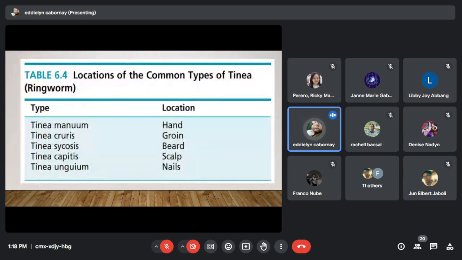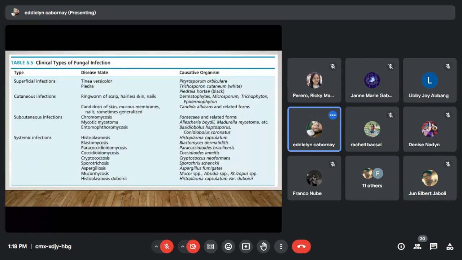So these are the types of tinea. We have tinea manuum, which is in the hand, tinea cruris, which is in the groin, tinea barbae, which is the beard, tinea capitis, which is the scalp, and tinea unguium, or the nails. So we have the different types of fungal infection: superficial, cutaneous, subcutaneous, and systemic infection. These are the different diseases of those types of fungal infections, and these are the specific causative organisms.